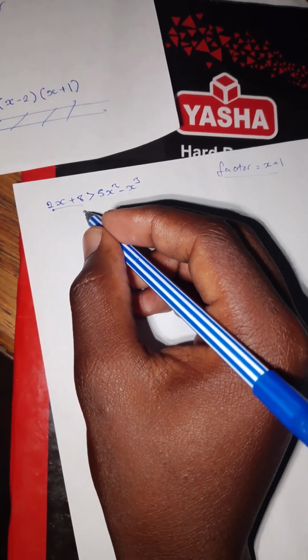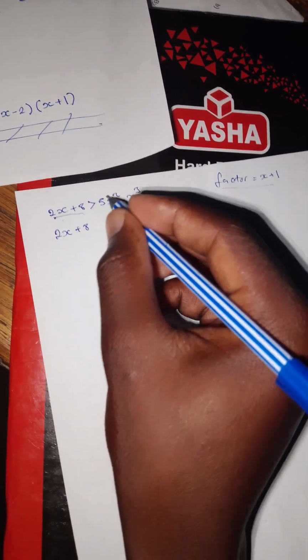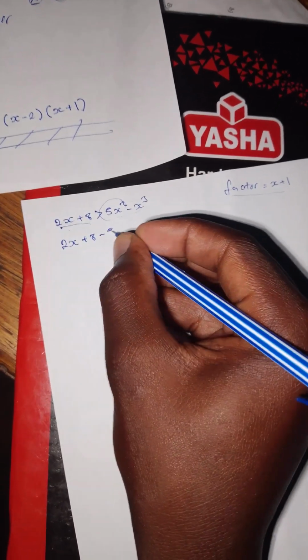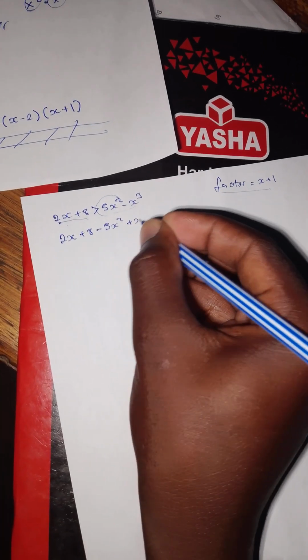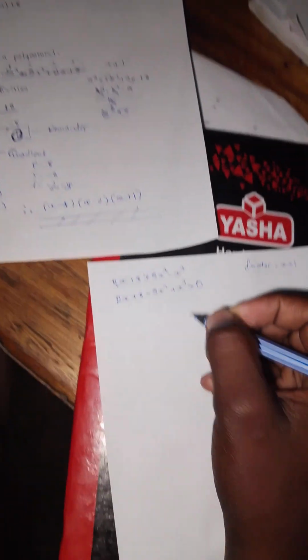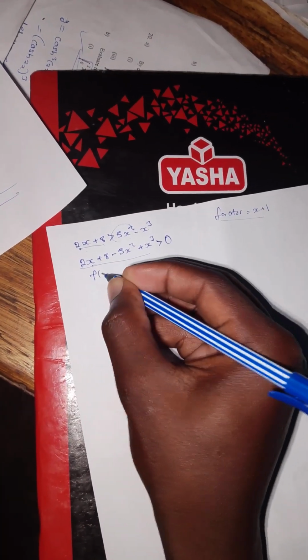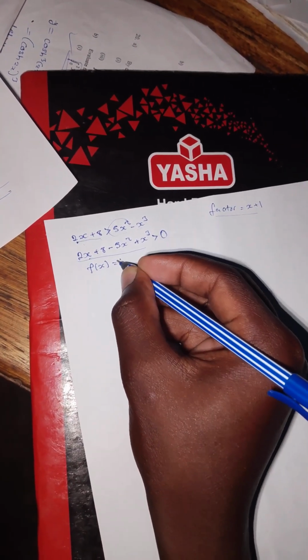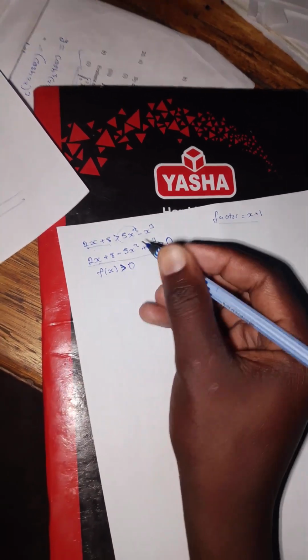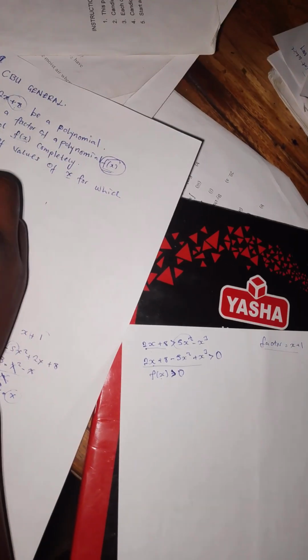So let's rearrange this one. We have 2x plus 8, and then this one crossing to the other side becomes negative, and that one becomes positive x cubed. So this is greater than 0. Now if you check this against what was given, you realize they are just the same. So we can simply replace this with f of x. f of x is greater than 0. We're set to go here.